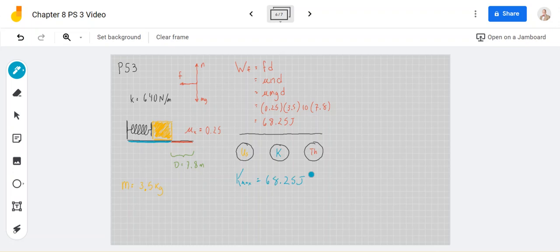And then the next part says, what was the original compression distance of the spring? Well, what's nice is, since we know what the original elastic energy was, elastic energy is equal to 1/2 little k x squared. We know this was 68.25 joules of energy. 1/2, the spring constant was 640. And then you can solve for x directly, and I got 0.46 meters.